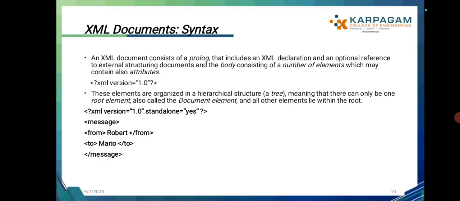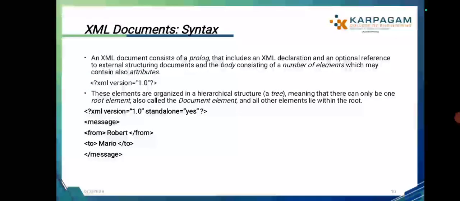Here I have an example of an XML document. The first line is a prologue, which we want to include at the first line. This is not mandatory, but if we want to include some feature, we can include this prologue. Here I have included a feature called standalone is equal to yes. It means that we want to remain in the same file and we don't want to move somewhere to another file. So this is the meaning of standalone equal to yes.